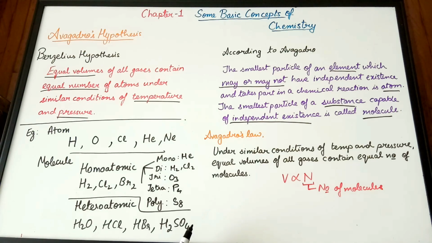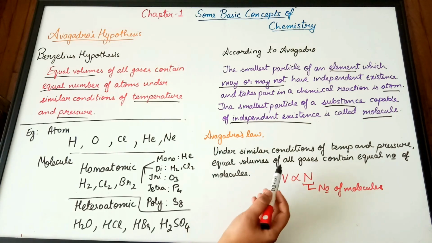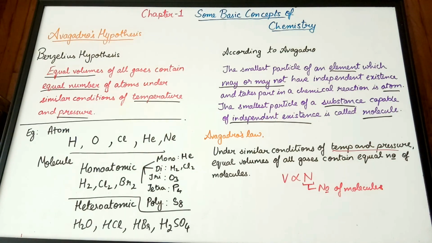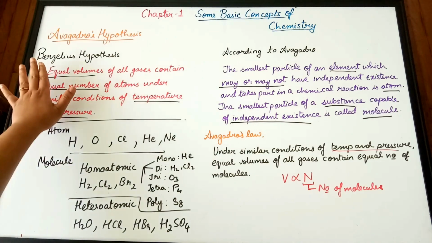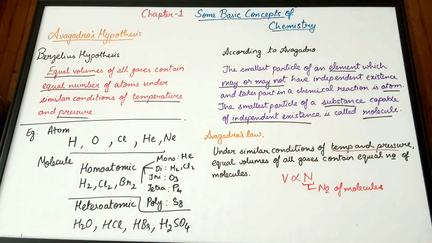So what was done was they considered molecules to be polyatomic, and then came up with the law called Avogadro's law. Under similar conditions of temperature and pressure, equal volumes of all gases contain equal number of molecules. Here he said equal number of atoms, and that was removed and we put in the word equal number of molecules. So here the volume is directly proportional to the number of molecules.